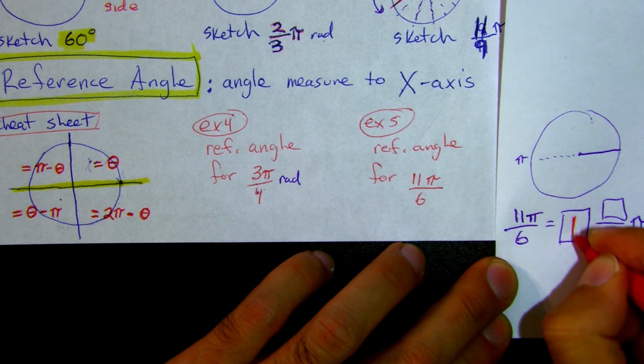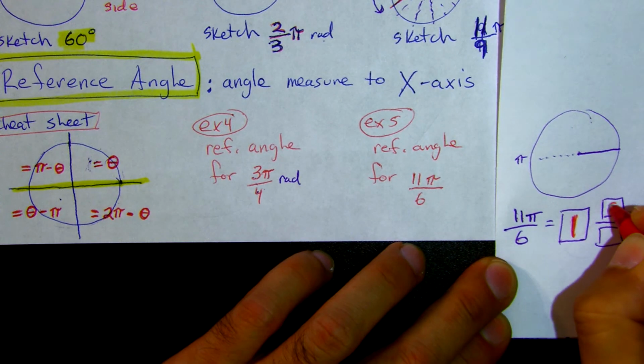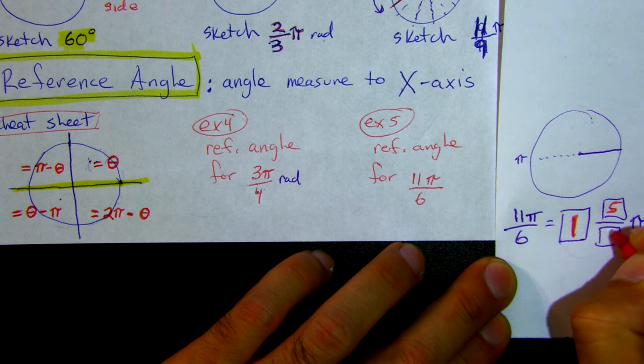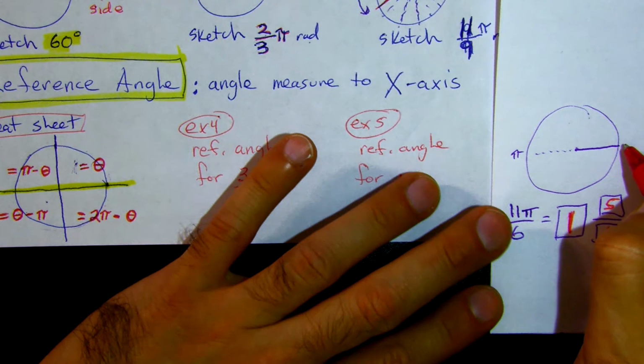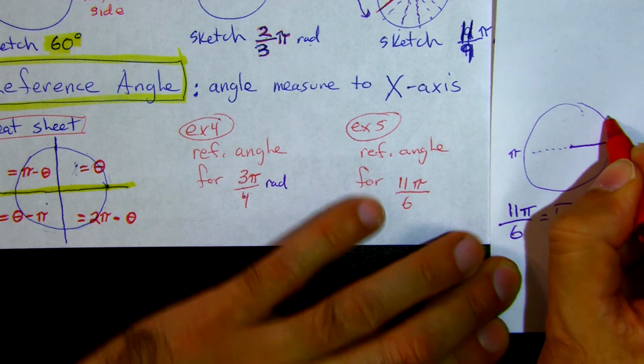So look, I know it goes 1 whole pi around. This should be radian as well. It goes halfway around, and then it has to go a little further. It goes halfway around, that's this part, 1. But then I have to go 5/6 further than 1 pi. I need to go 5/6.